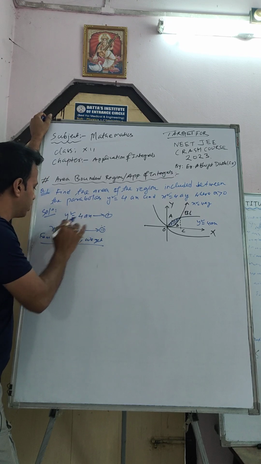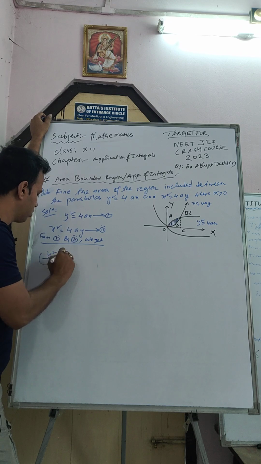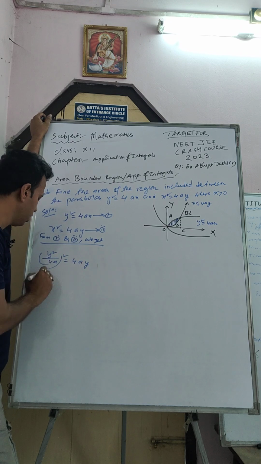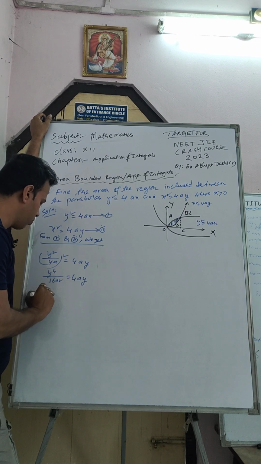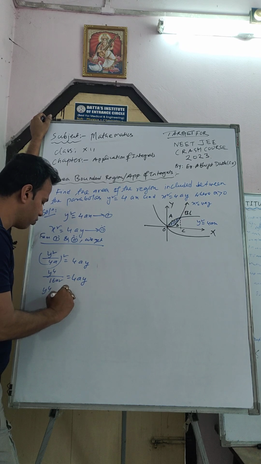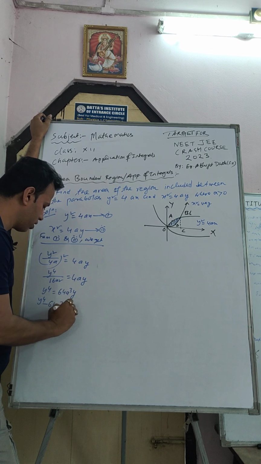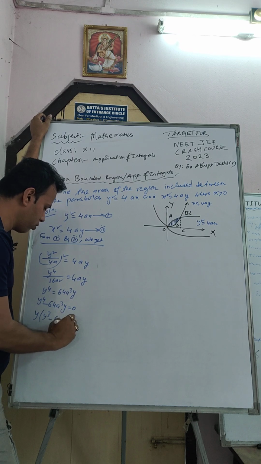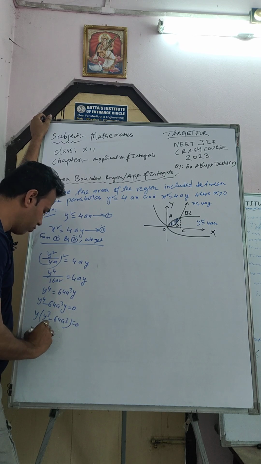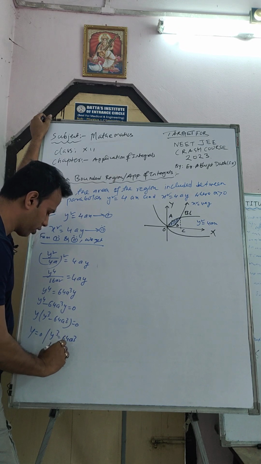If I put the value of x here, it will be y square by 4a whole square, and here 4ay. Okay, it will be y to the power 4 by 16a square equal to 4ay. It will be y to the power 4 equal to 64a cube y. So y to the power 4 minus 64a cube y equal to 0. So y into y cube minus 64a cube equal to 0. So y equal to 0 or y cube equal to 64a cube. So y equal to 4a.